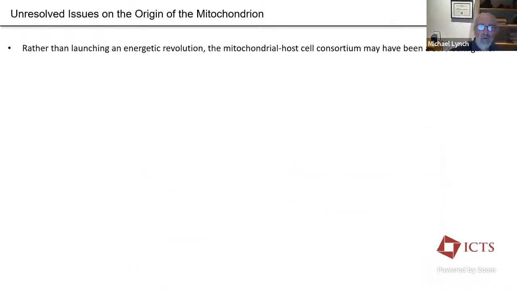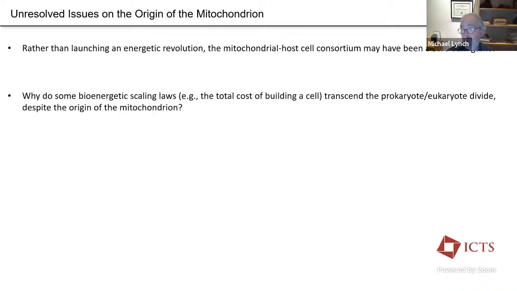So unresolved issues on the origin of the mitochondria. I think the data really suggests that rather than launching an energetic revolution, the mitochondrial host cell consortium at best might have been a zero-sum game. And at worst, the eukaryotic host cell was worse off than it was before the colonization of the mitochondria. There's no reason to believe that the primordial mitochondrion wasn't simply an energy parasite that eventually got colonized. In fact, in the phylogenetic tree of bacteria, the mitochondria falls right in the midst of a bunch of intracellular parasitic bacteria, things like the rickettsia and so on.